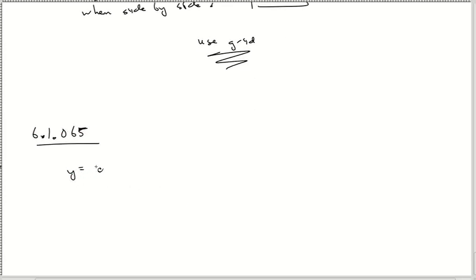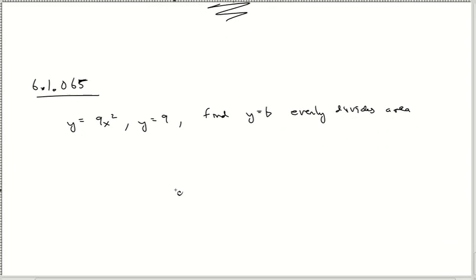So there we go. y is equal to 9x squared. I got y is equal to 9. And then it says find y equals b that evenly divides the area. Evenly divides the area. Okay. What is going on here?